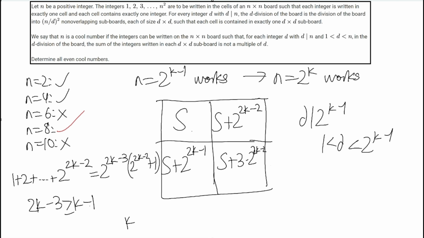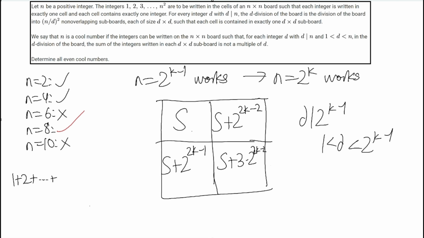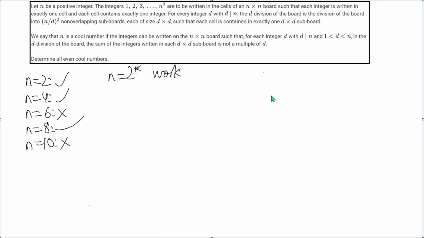So that means that we need to do the swapping strategy again. But at the same time, we cannot change the residues modulo 2 to the k minus 2. So what do we do? Well, we can take 2 to the k minus 2 from here and 2 to the 2k minus 2 from here and swap them. And that fixes the issue. And we can do something similar down here. So that means that by induction, all powers of 2 work. Okay, so now we know that all powers of 2 work.